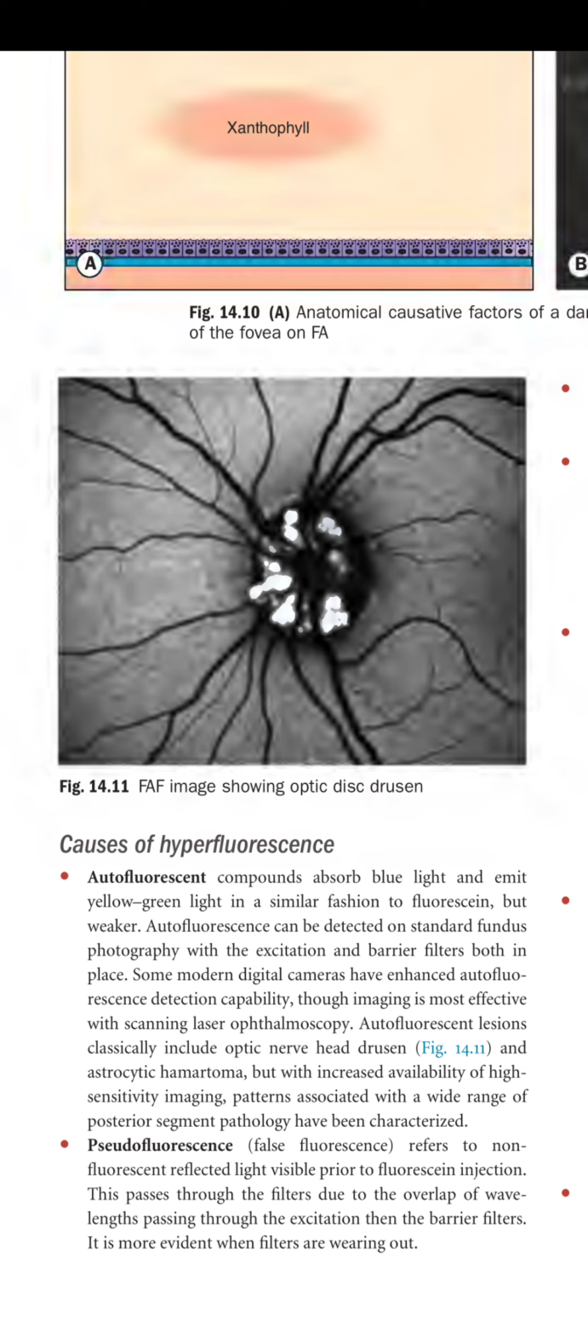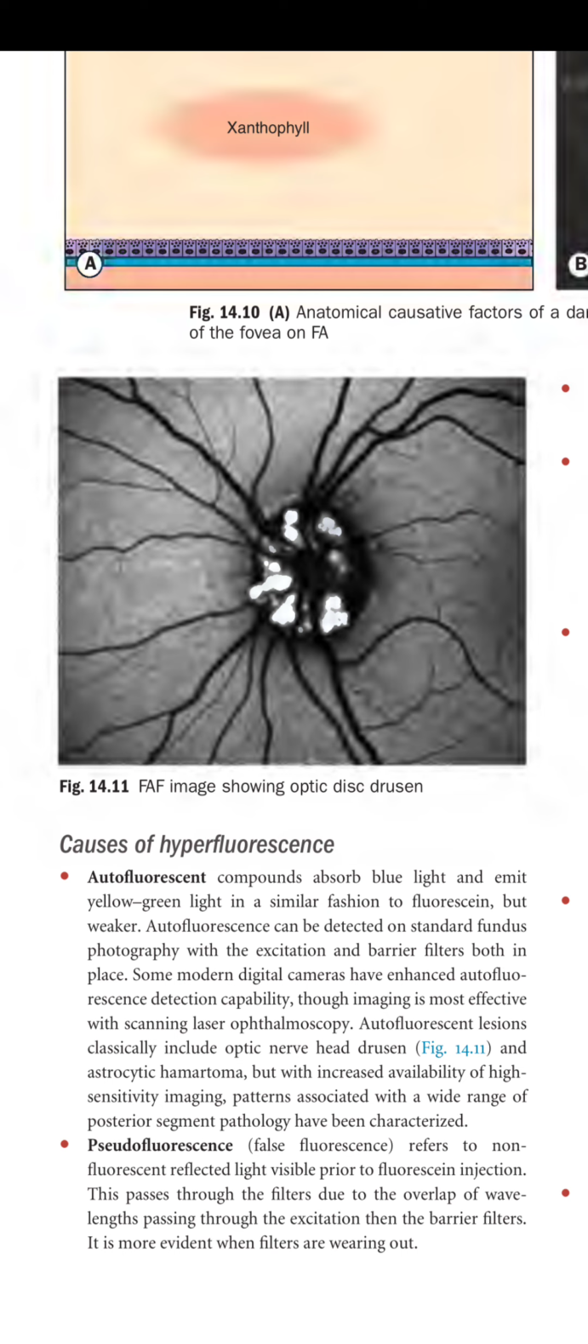Autofluorescent compounds absorb blue light and emit yellow-green light in a similar fashion to fluorescein, but weaker. Autofluorescence can be detected on standard fundus photography with the excitation and barrier filters both in place. So basically, you do not inject fluorescein, but instead put the excitation and barrier filters in place. Some modern digital cameras have enhanced autofluorescence detection capability.